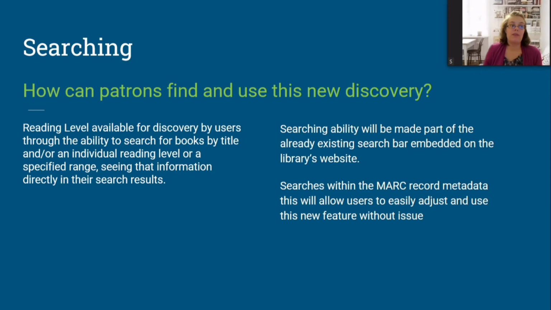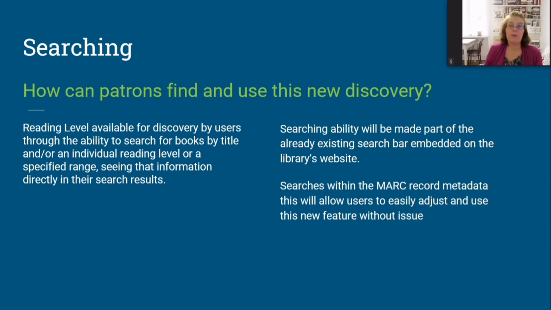So the reading level will be able to be discovered by the users through the ability of searching for the books by title. They can search by reading level. They can search by range of reading level. So this information will be shown directly within the search results that the patron receives from searching the OPAC.